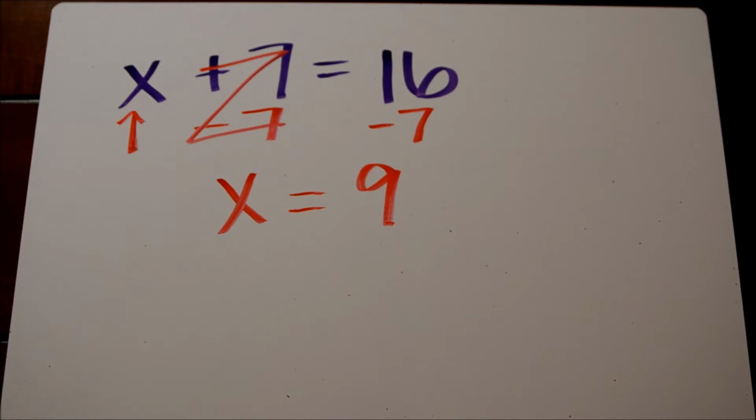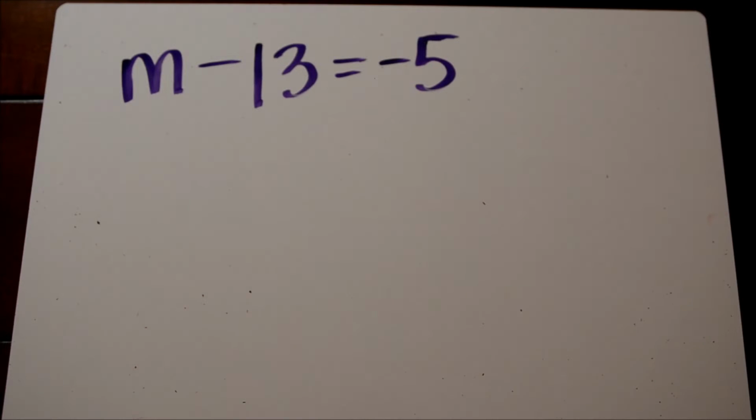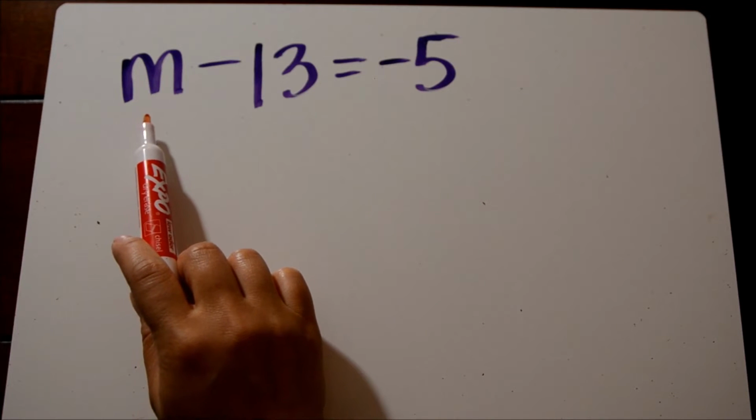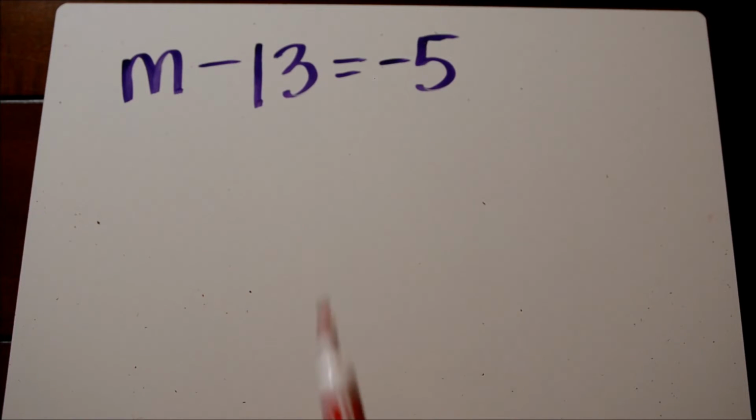Let's take a look at another example. Here we have a one-step equation involving subtraction. So looking at this problem, a lot of people could probably think, well, what number minus 13 would equal negative 5? But again, if you understand the inverse operations, it makes the problem a lot easier.